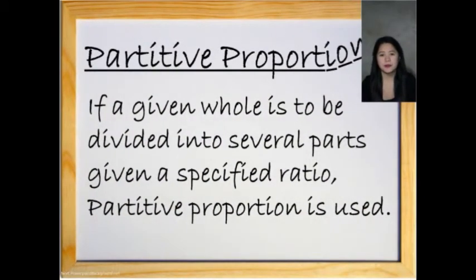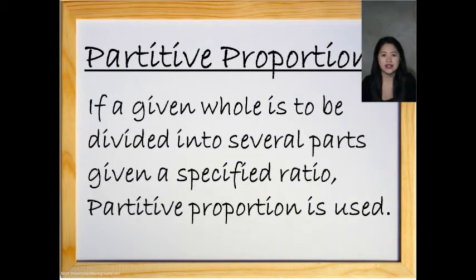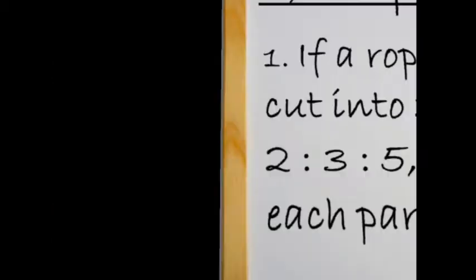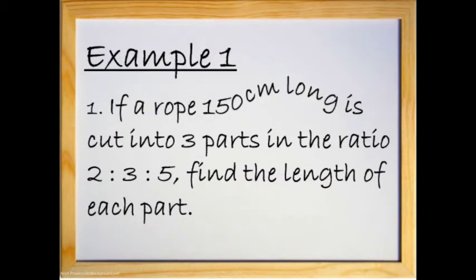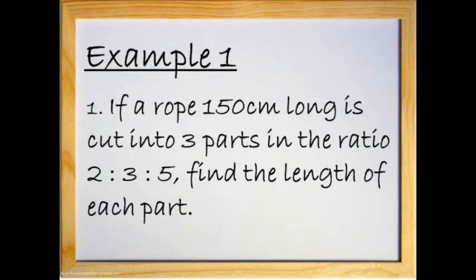The last type of proportion is the partitive proportion. In partitive proportion, if a given whole is to be divided into several parts given a specified ratio, then partitive proportion is used. Okay, so our first problem for partitive proportion. If a rope 150 cm long is cut into 3 parts in ratio 2:3:5, find the length of each part.